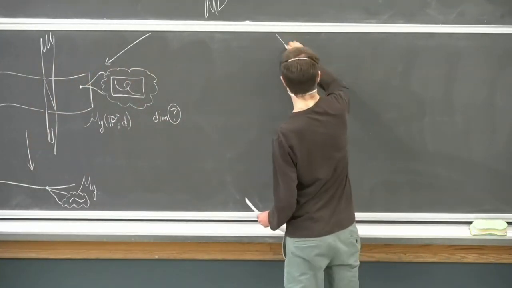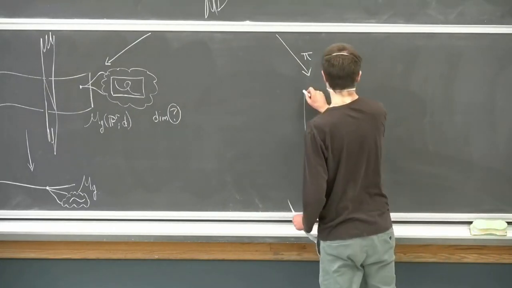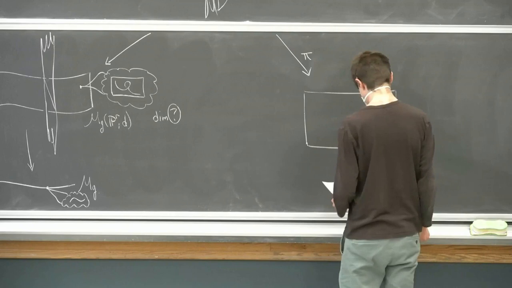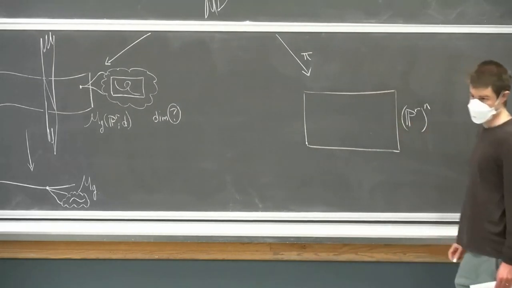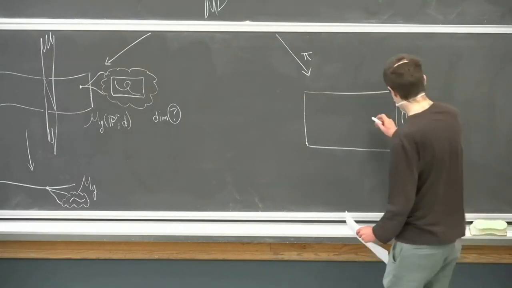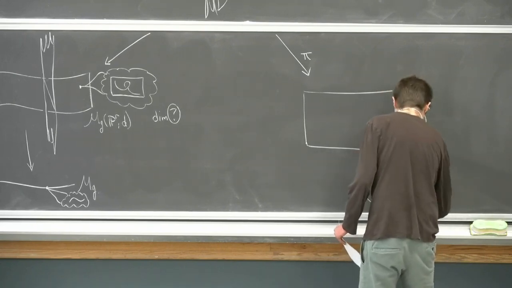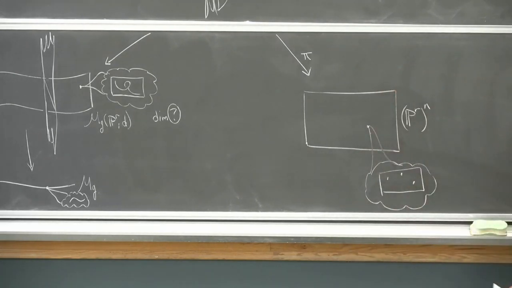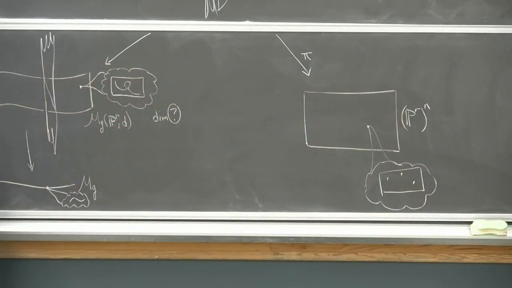And now I have this map pi from this space to the space (P^R)^n. Okay, so a point in this space parameterizes n points in an r-dimensional projective space. And so what do I expect?